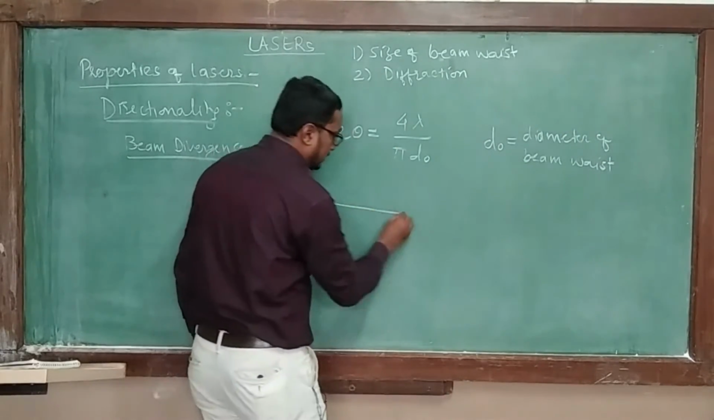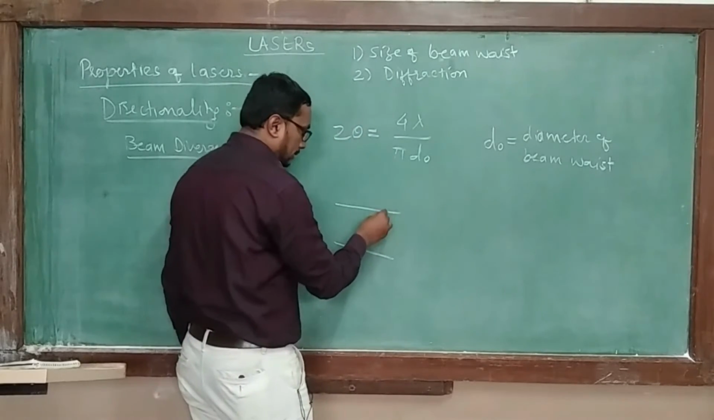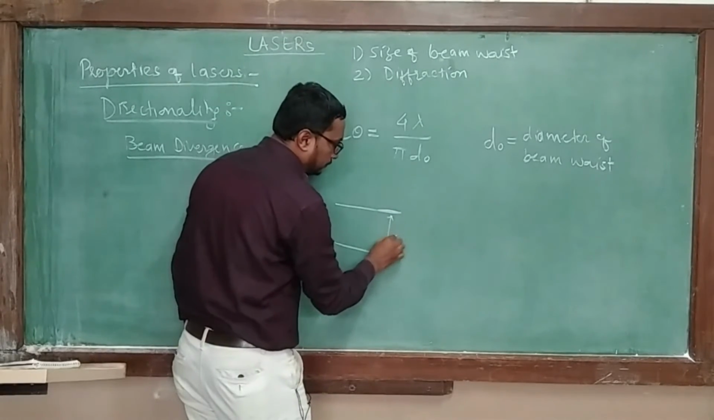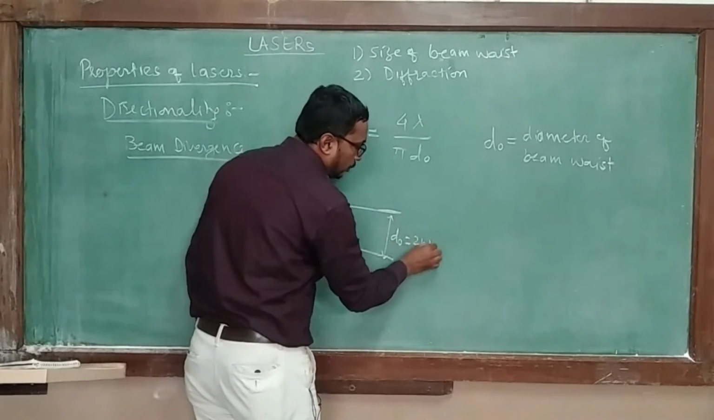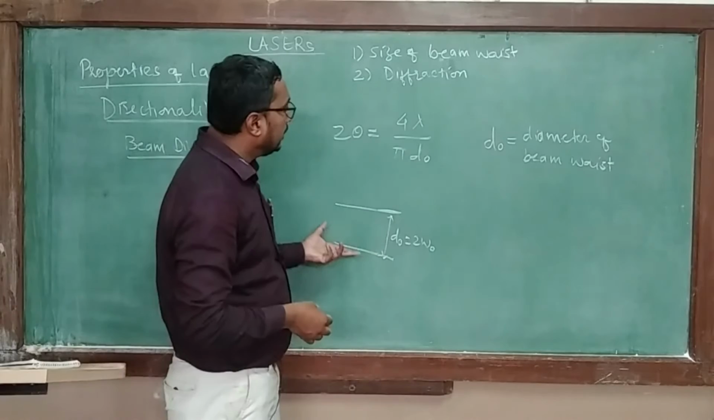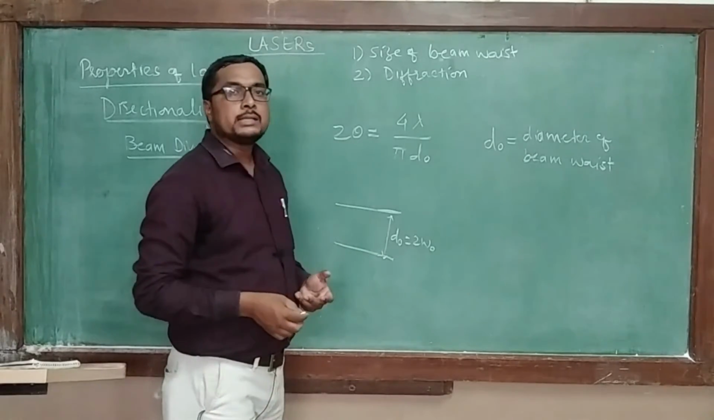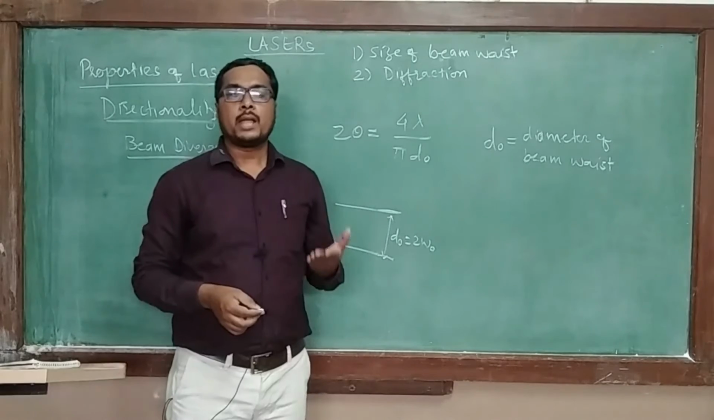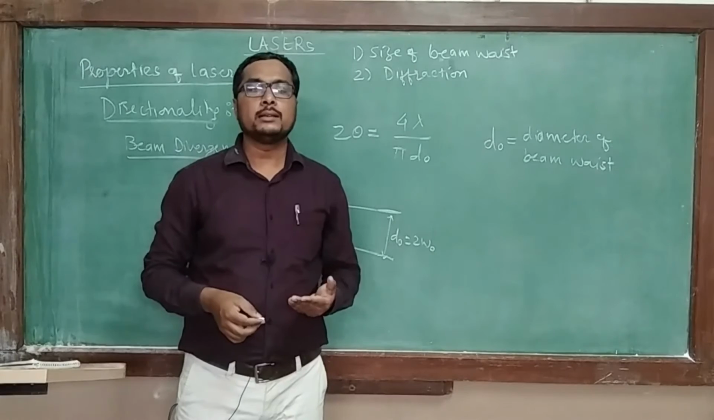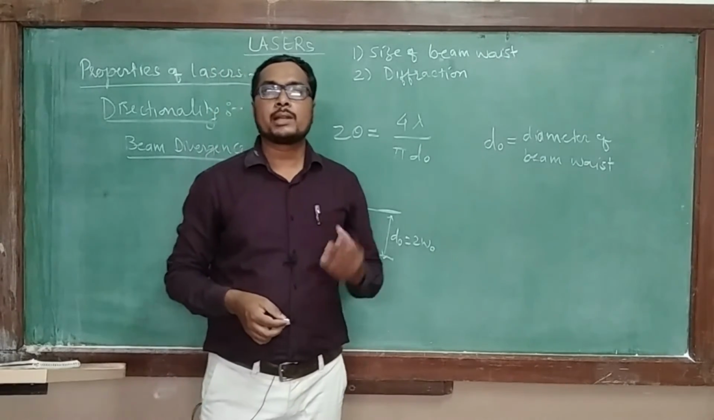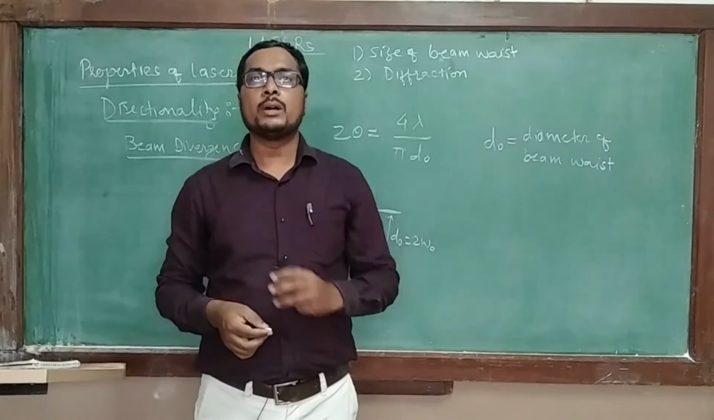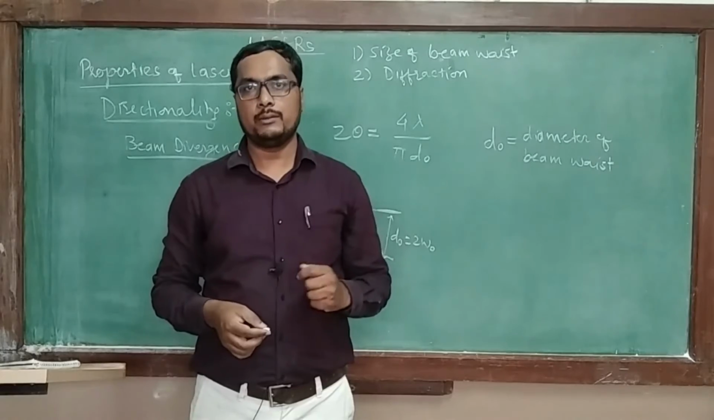So if our laser beam is like this, this diameter is d0, which is equal to 2w0, where w0 is the radius of the beam waist, right? This angle is called the full angle beam divergence, and sometimes this angle is used to denote how much the laser beam is diverged, right?